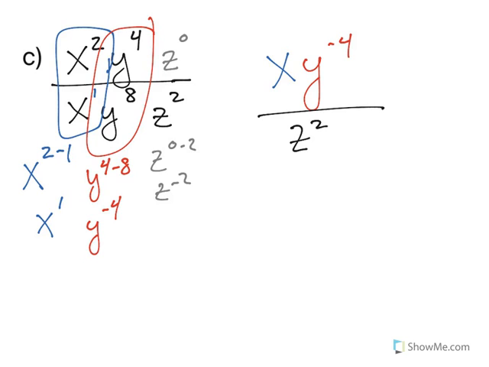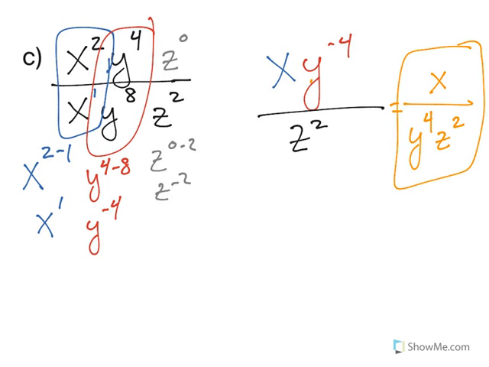Either way. Okay, so with what I have now, x y to the negative fourth over z squared, I have a negative exponent. So if I take that y to the negative fourth and move it, it's in the numerator, so I move it to the denominator. Then I would have x over y to the fourth, z to the second.